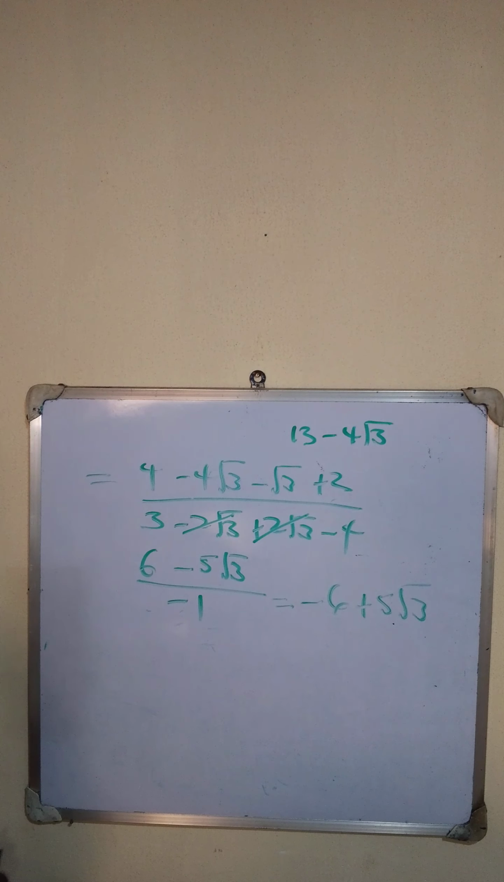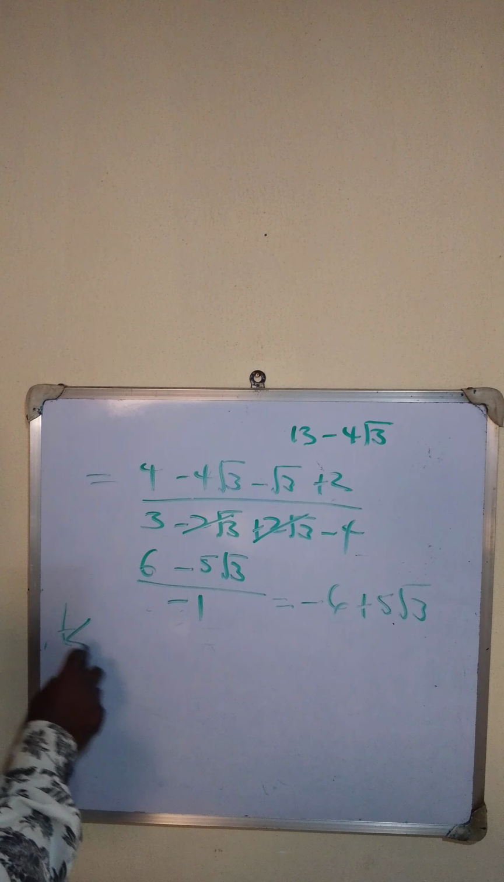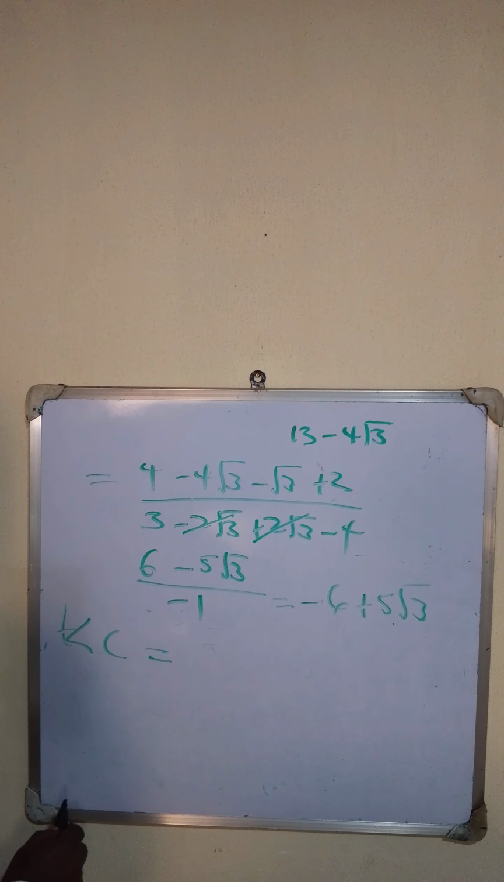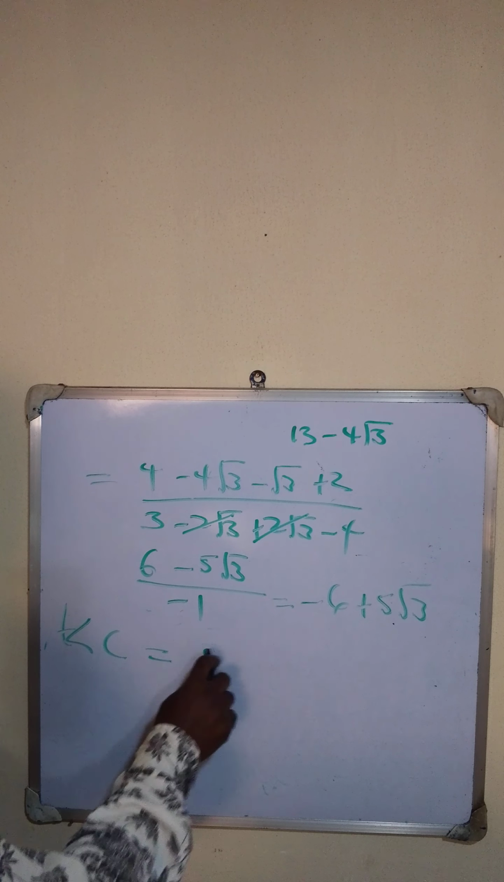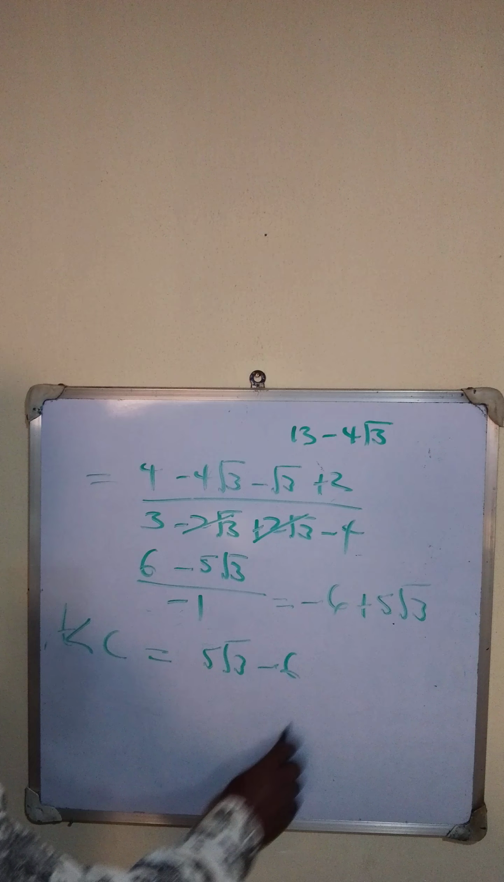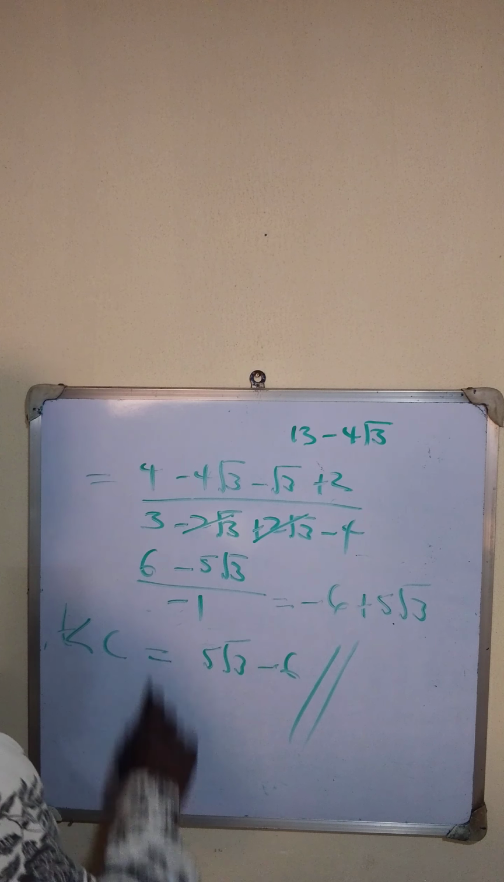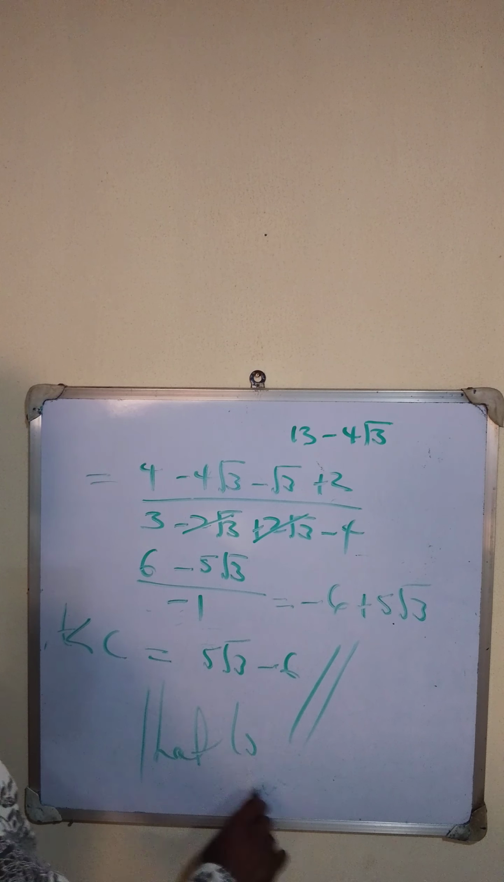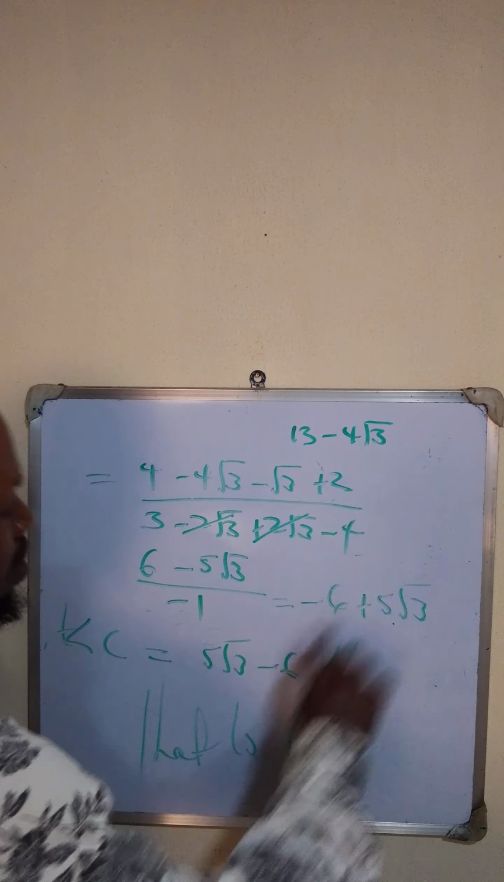So our angle theta, that is angle C that we are looking for, is actually equal to 5 root 3 minus 6. That is it. That is just it.